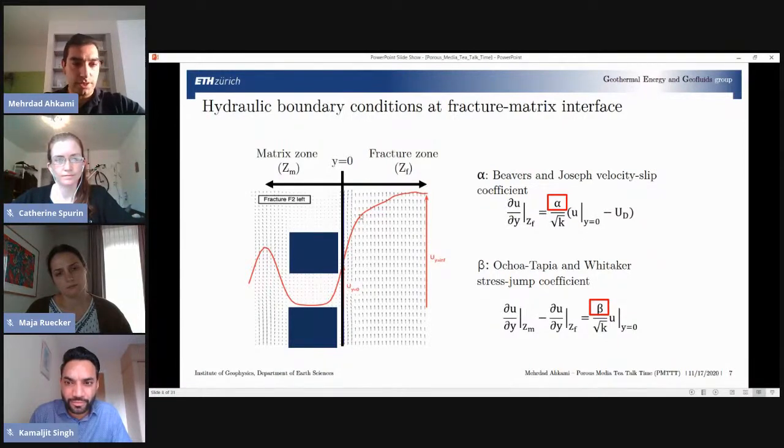And here is a magnified image. On the right, we have our fracture part. On the left, we have our matrices. And here, these blue squares are our impermeable pillars. And you can see how the velocity profile looks at the interface.